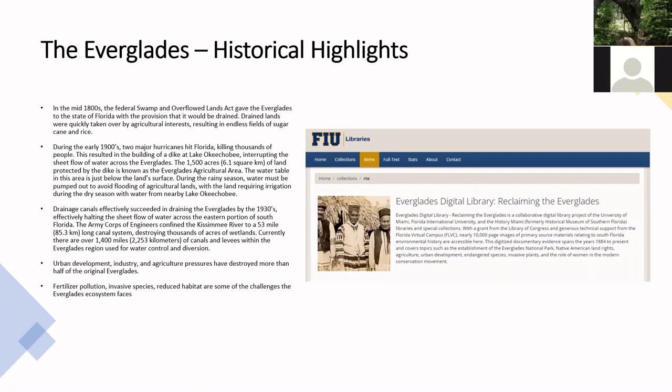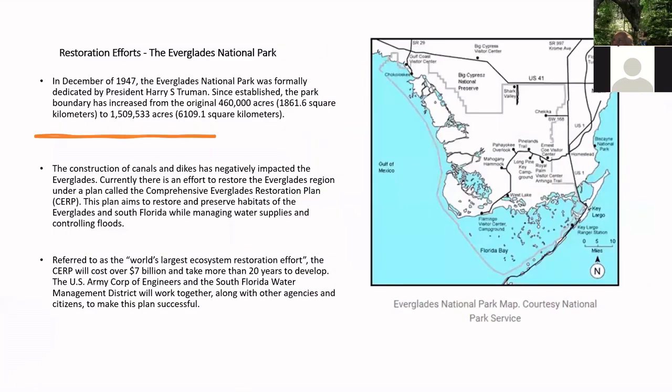In the past maybe 10 years, we have restoration efforts that started to help the area go back to the way it was. The Everglades National Park, which was originally created in 1947, has increased now from the original 460,000 acres to 1,500,000 acres. The construction of canals and dikes has negatively impacted the Everglades.